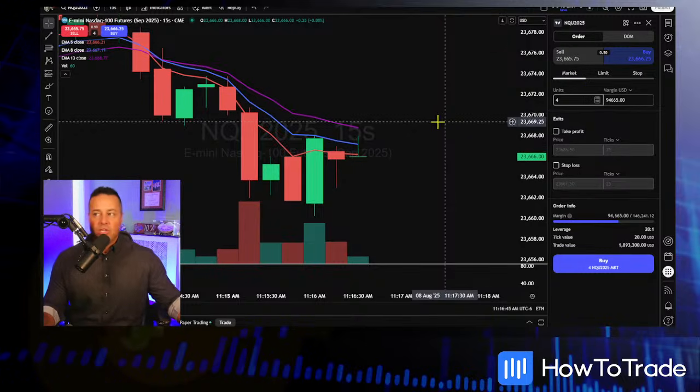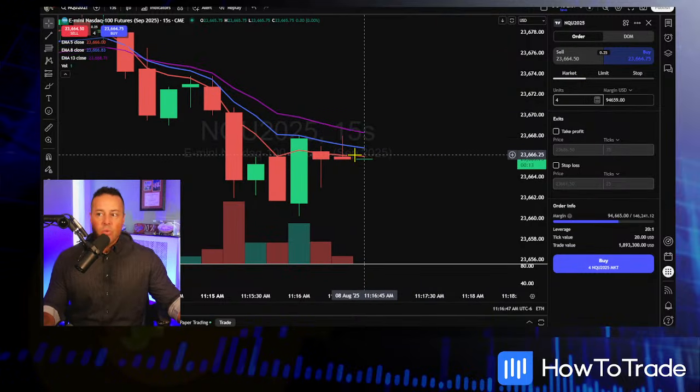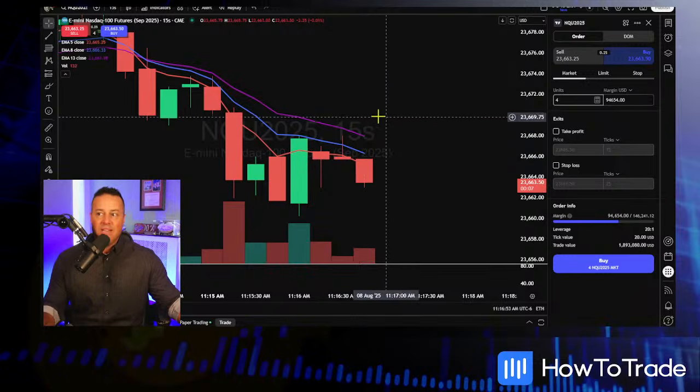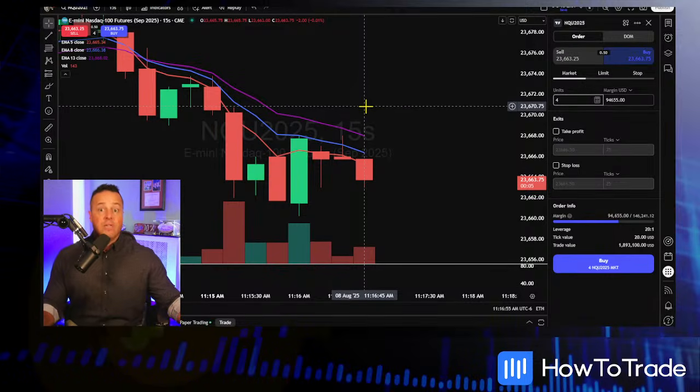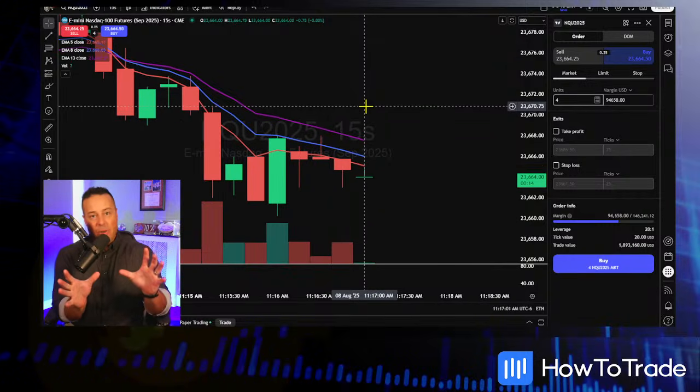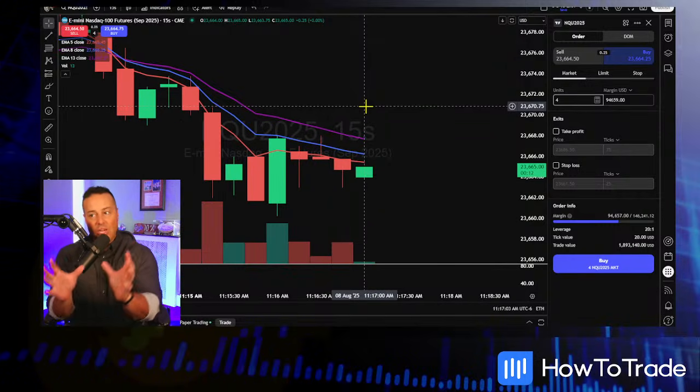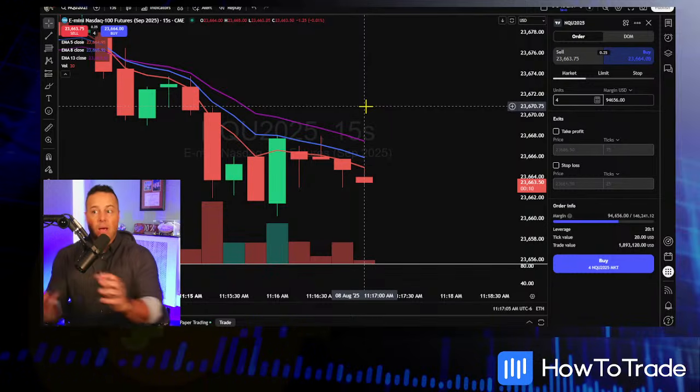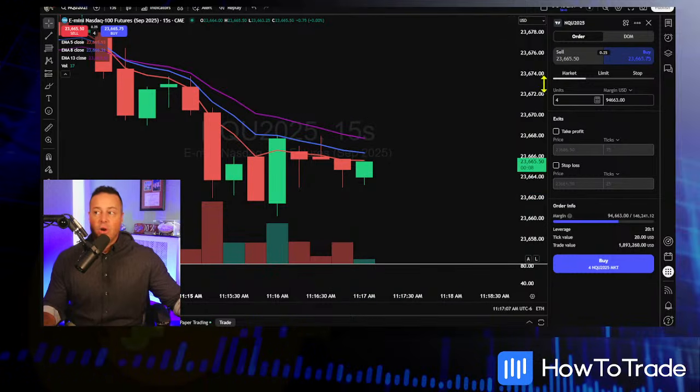No confirmation, no nothing. What we're looking to do here is we want to get a crossover. We're looking for that 5, which is our red one. We want the red one to cross the blue one and price to be above all 3 moving averages. If that happens, then we're looking to buy the market. Why? Because the bearish price action will have ceased, and we're looking to get long and sort of play a rebound. 15-second chart, no confirmation.